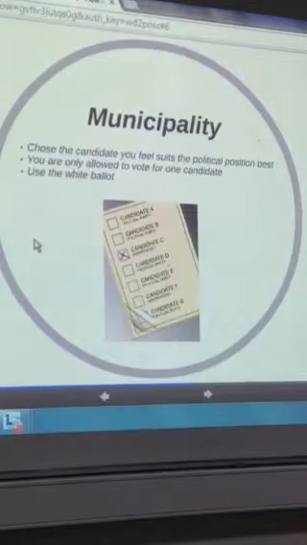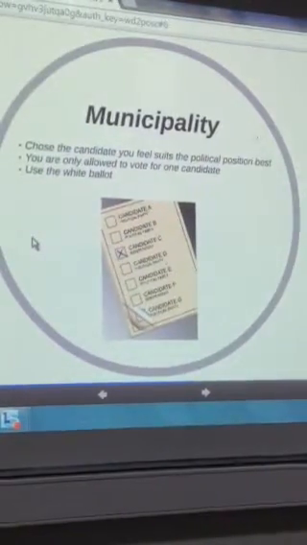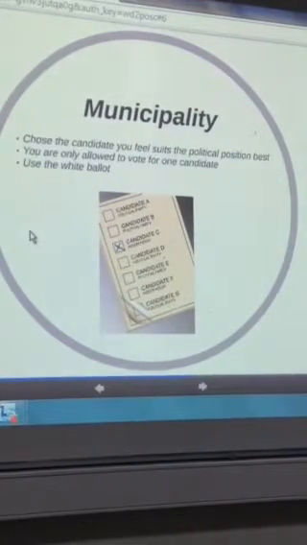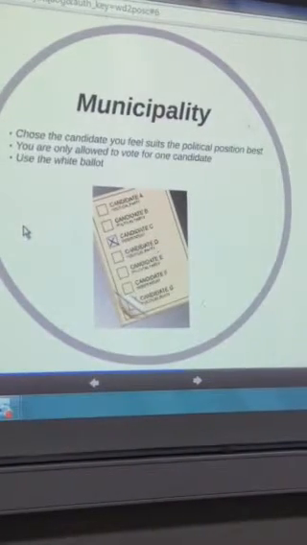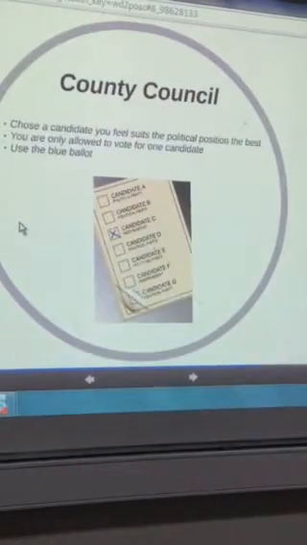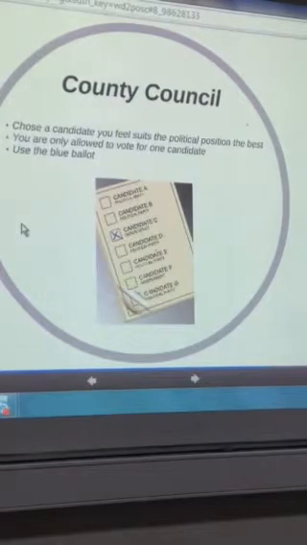And the next step is for municipality and county council. The similarities between the municipality and the county council elections are pronounced. The only difference between the 2 elections is that you use a white ballot for municipality and a blue ballot for county council. Otherwise, the 2 elections have the same structure.